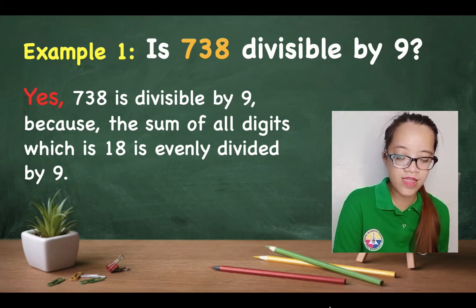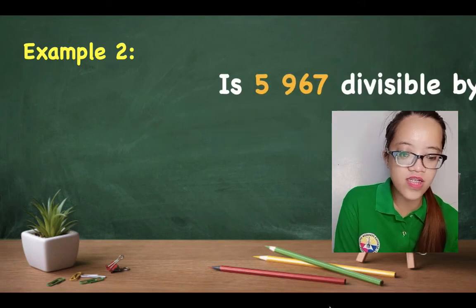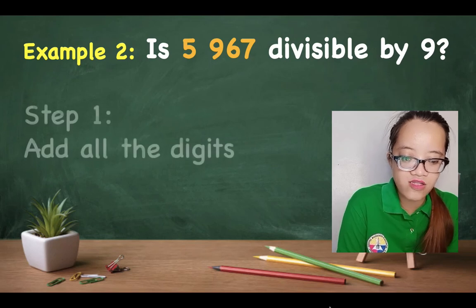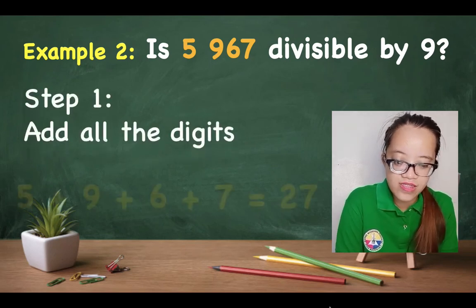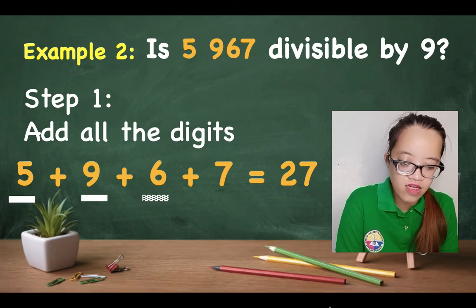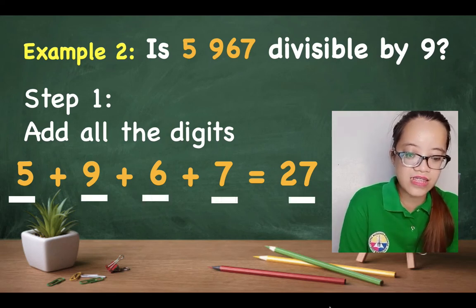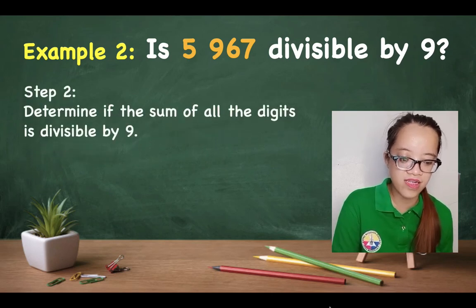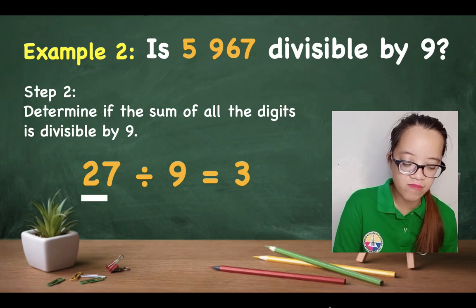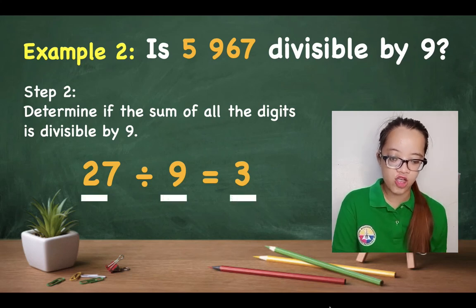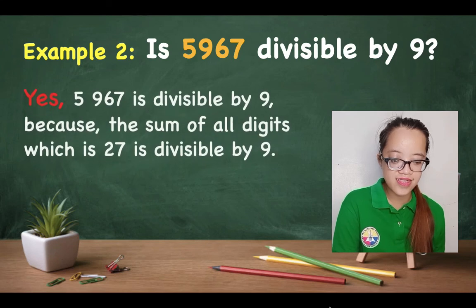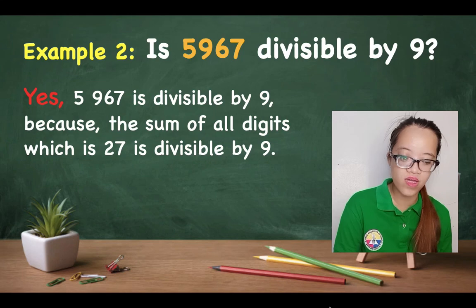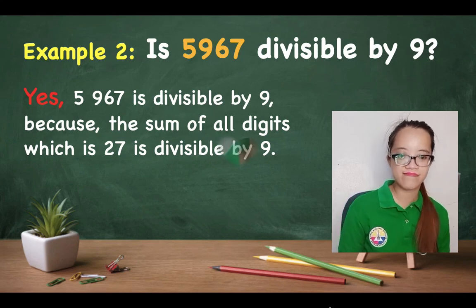Another example, is 5,967 divisible by 9? Step 1. Add all the digits. 5 plus 9 plus 6 plus 7 equals 27. Step 2. Determine if the sum of all the digits is divisible by 9. 27 divided by 9 equals 3. So, 5,967 is divisible by 9 because the sum of all the digits, which is 27, is divisible by 9.